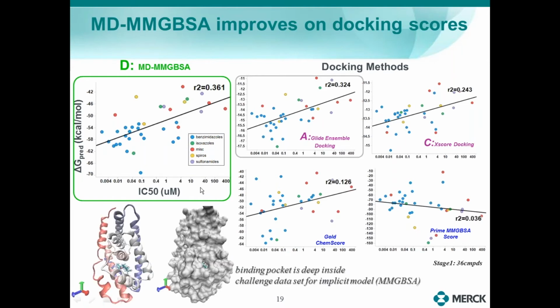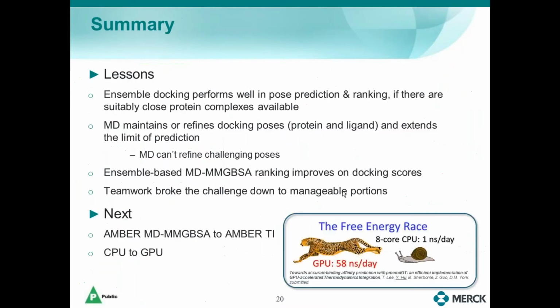Here I want to say it's not the best one. There are some challenges. It's actually a challenging data set for the implicit model because the binding site is very deep inside for this target. So maybe in the future, some other solvent model or more rigorous calculation like TI or FEP may further improve the accuracy.